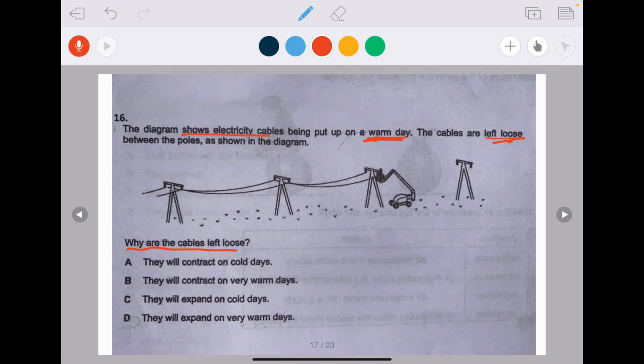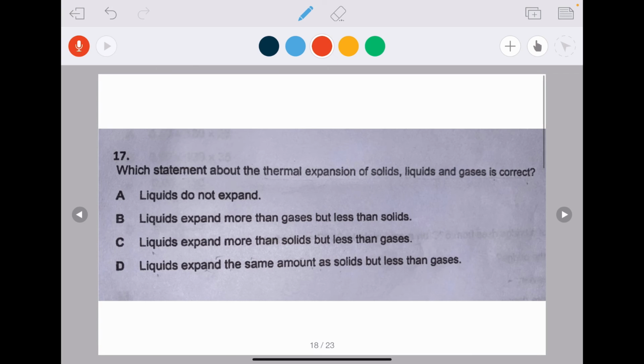This is because in winter, especially when the temperature is lower, these cables will contract and get closer together, so they have to be left loose. So 16 is A.